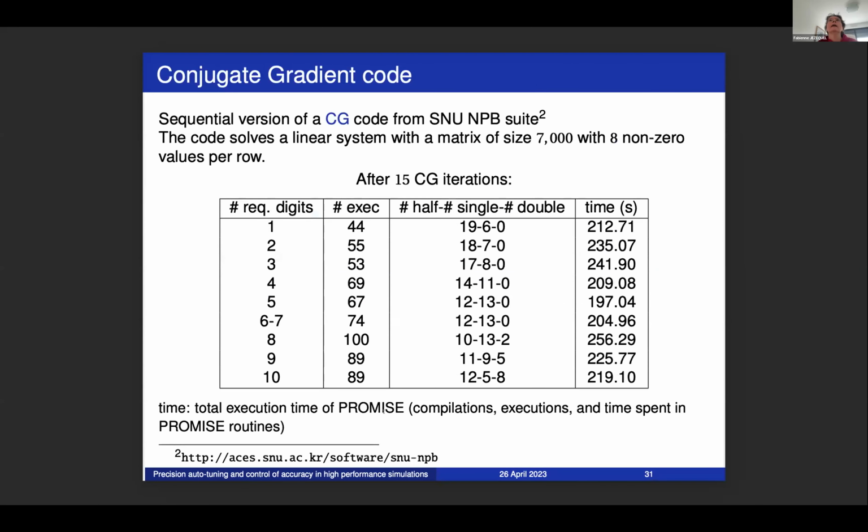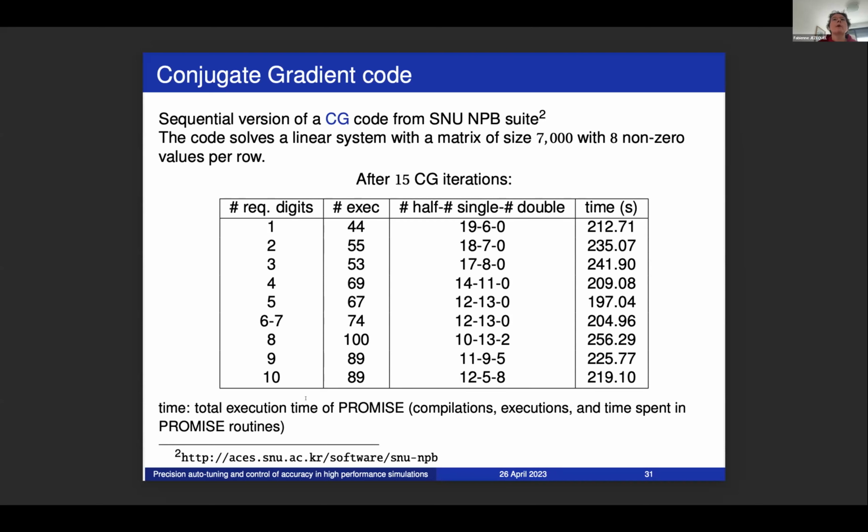And so we have a few examples. For instance, a conjugate gradient code. So we have used the sequential version of a conjugate gradient code from the NAS parallel benchmark suite. And so the code here solves a linear system with a matrix of size 7,000. And we look at what happened after 15 iterations.